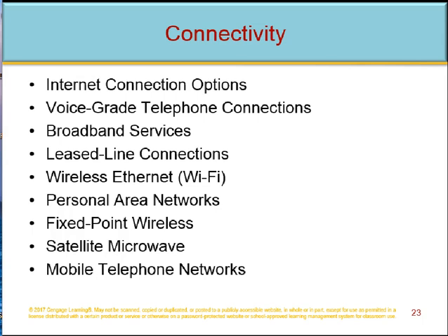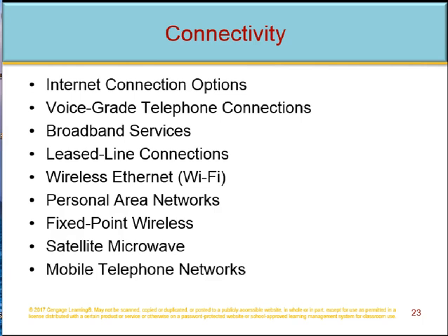Symmetric connections provide the same bandwidth in both directions. Asymmetric connections provide different bandwidths for each direction. There's two types of bandwidth in an asymmetric connection. An upstream, that's the upload bandwidth, and a downstream, that's the download bandwidth.